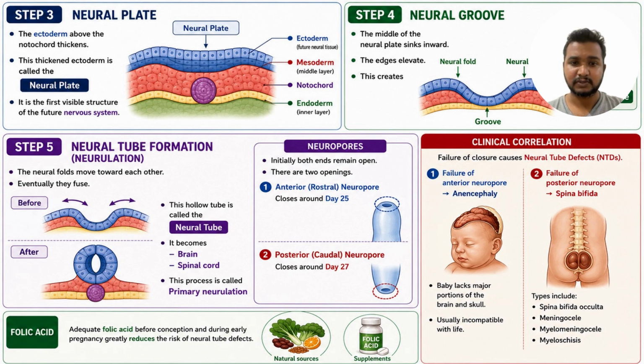So, before moving to the next slide, remember these 5 key points. Neural plate is the first visible sign of nervous system development. Neural groove forms by invagination of the neural plate. Neural folds fuse to form the neural tube. The neural tube develops into the brain and spinal cord. Folic acid helps prevent neural tube defects. In the next slide, we will study neural crest cells, one of the most fascinating cell populations in embryology, and discover the many structures they form.